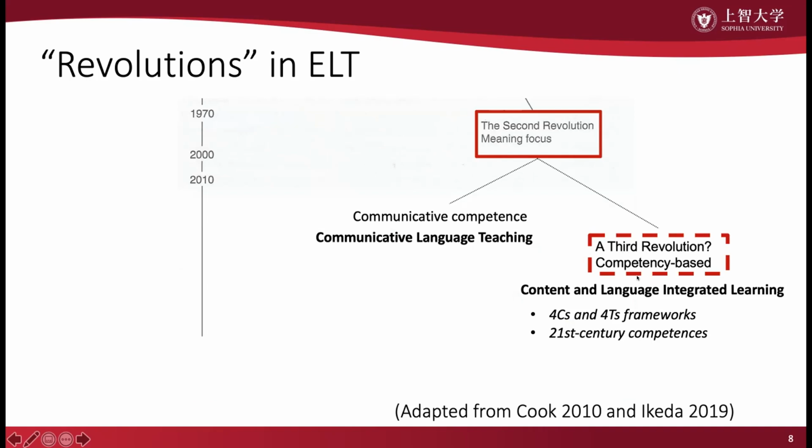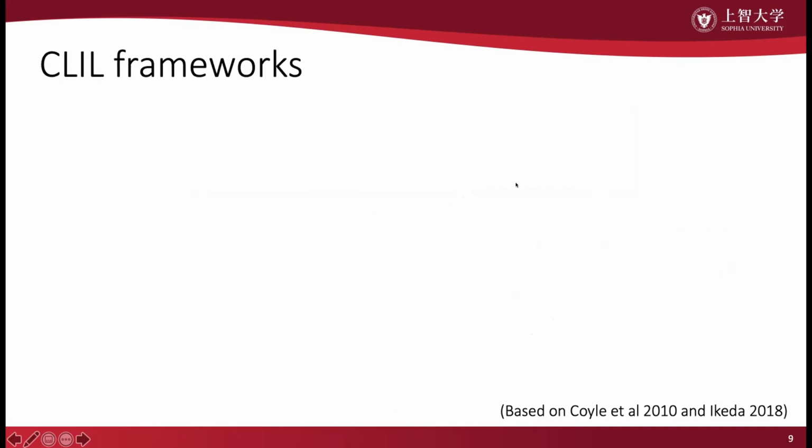But in more recent history, some researchers believe that we're experiencing a third revolution, which is based on competency. And this includes CLIL with its 4Cs and 4Ts framework, and also its aim to develop students' 21st century competences. All right, so let's look a little bit more in depth at the CLIL frameworks.